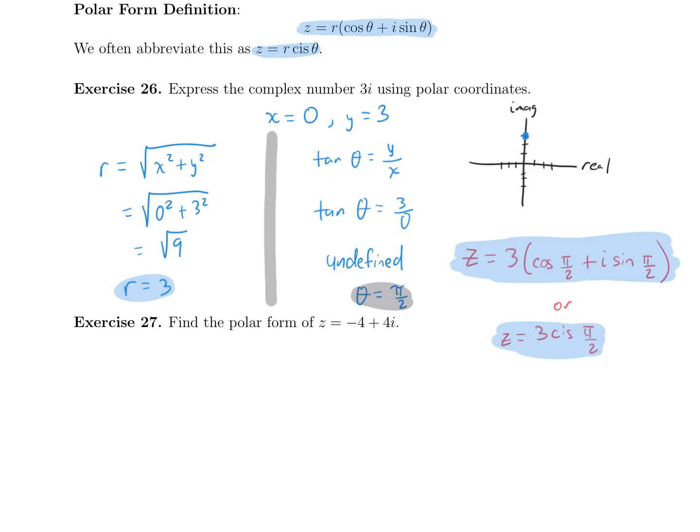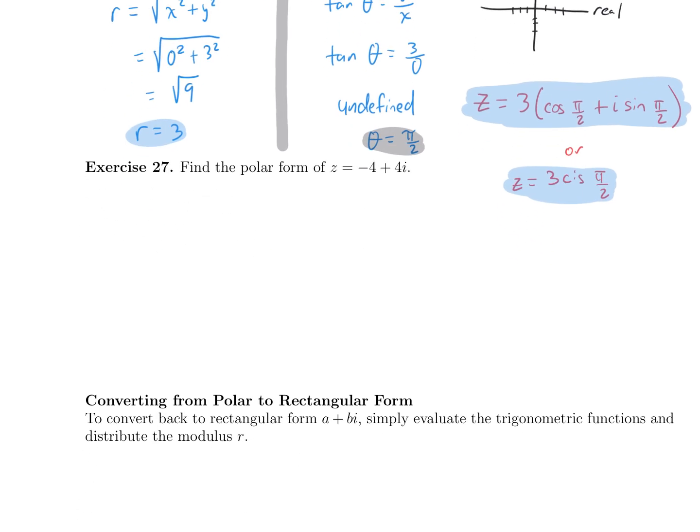Okay, let's do another example. So what I recommend is first identify the quadrant in which this point is on the complex plane. Well, as you can see, x is negative and y is positive, so that would be quadrant 2. So we got x equals negative 4, y equals positive 4. So we know our point needs to be in quadrant 2.